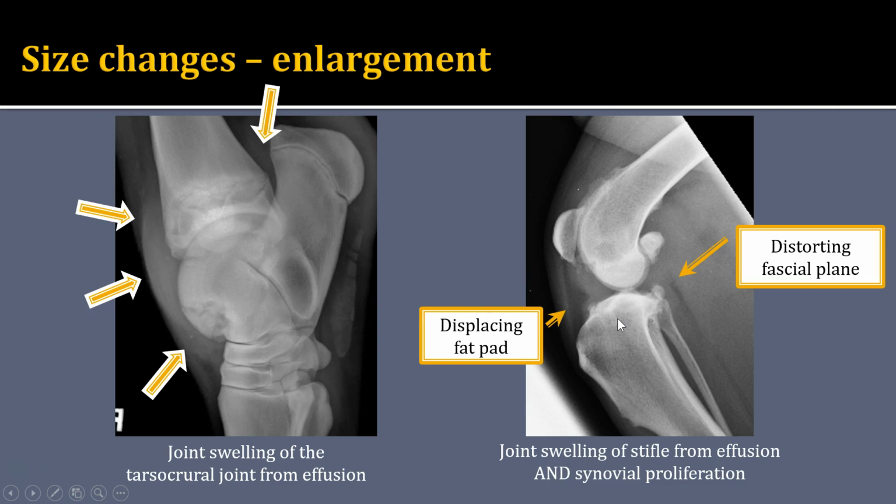This is a lateral view of a stifle of a dog that has chronic cranial cruciate ligament instability, and this is an example of soft tissue swelling that is centered on that stifle joint. Remember, in the dog and horse stifle, there's an infrapatellar fat pad that should be a nice normal triangle. So by seeing that that is displaced and distorted, it helps us recognize soft tissue swelling. It's also enlarged and distorting the caudal fascial plane. So in this case, this is a combination of effusion but also synovial proliferation. So two types of causes to this joint swelling.